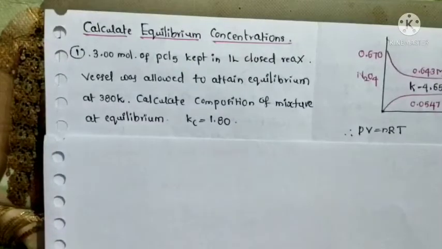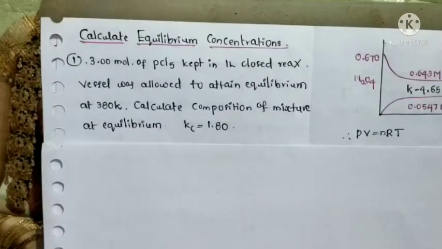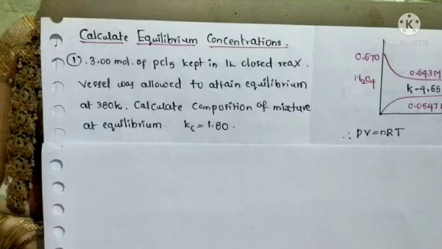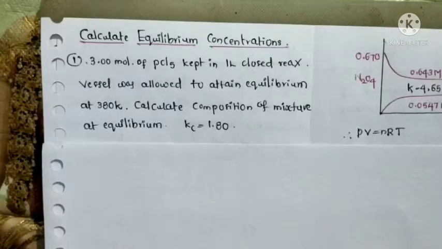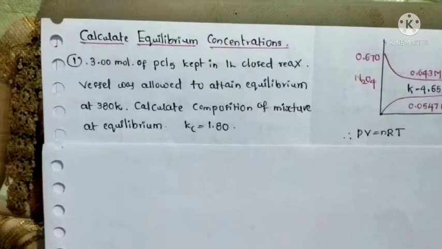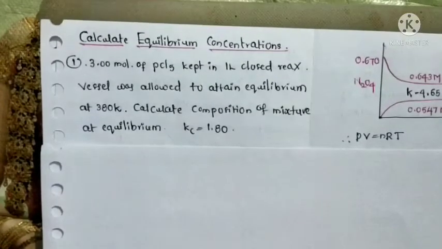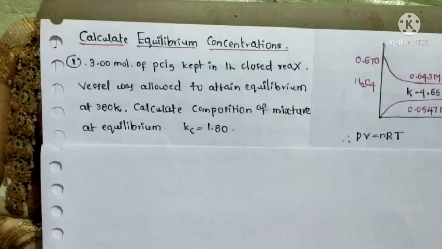Students, in the previous class we learned how to determine the reaction direction using Qc values and Kc values. Now it is the last, third application: calculating concentrations at equilibrium. It is the third application of the equilibrium constant.